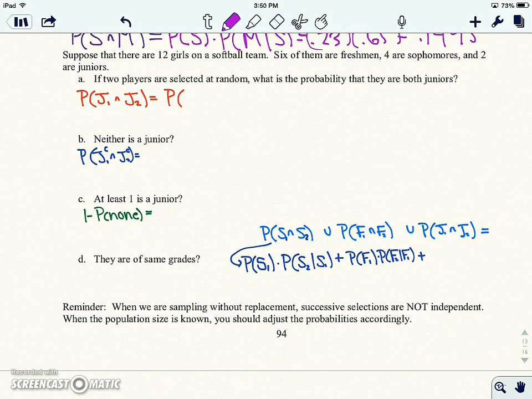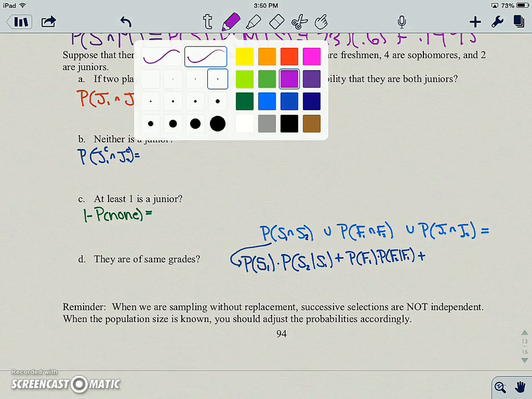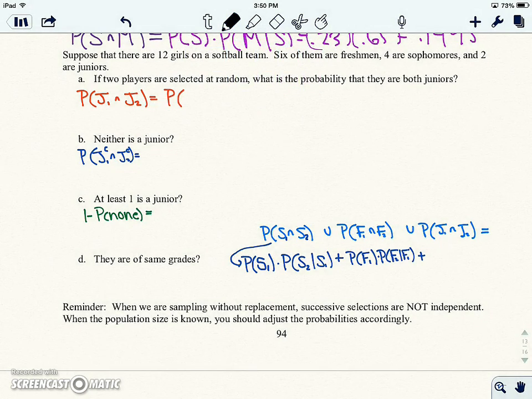Here's a new problem. Suppose that there are 12 girls on a softball team. 6 of them are freshmen, 4 are sophomores, and 2 are juniors. Okay, and then we're going to draw different combinations. It says if 2 players are selected at random, what is the probability that both are juniors? Before I even start, I'm going to go over here and think about it.